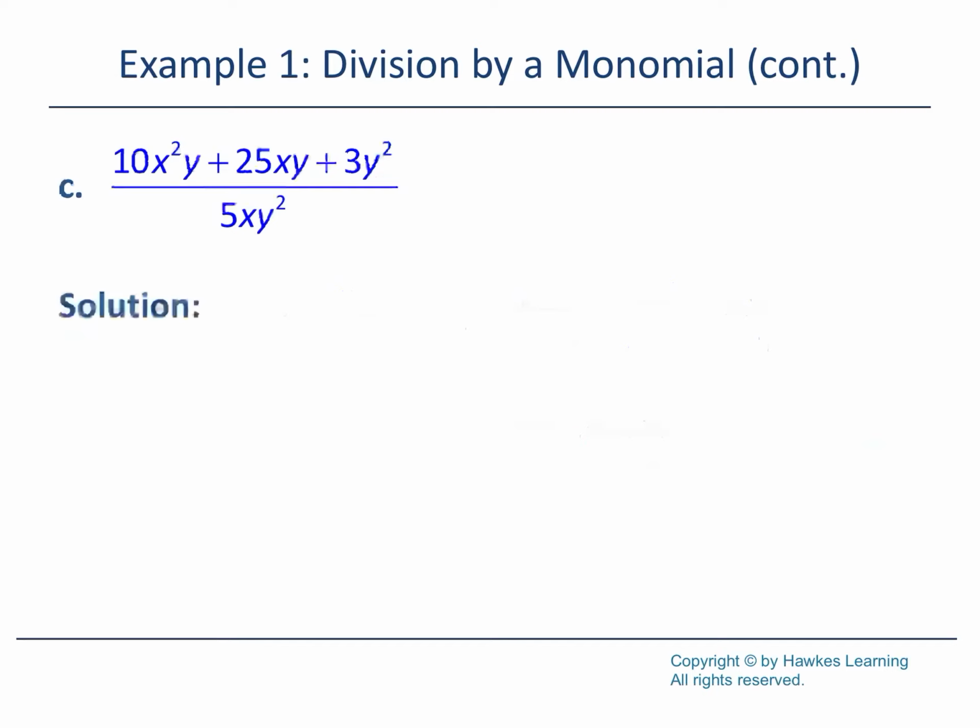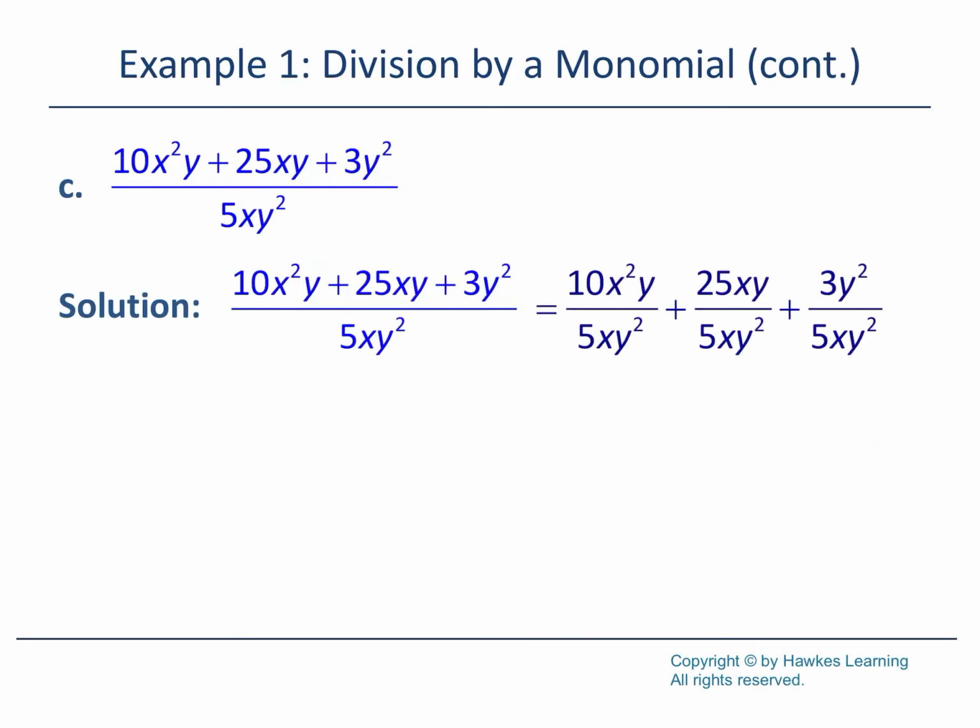Okay, so here's the solution. We split it up into 3 fractions. You notice that each one of them has the same denominator, and then we reduce. Now in this case, you notice we have 2 variables. Some of them have 2 variables left, some of them only have 1. We have variables in the denominator. That's just fine. When we divide polynomials, we don't always end up with a polynomial.